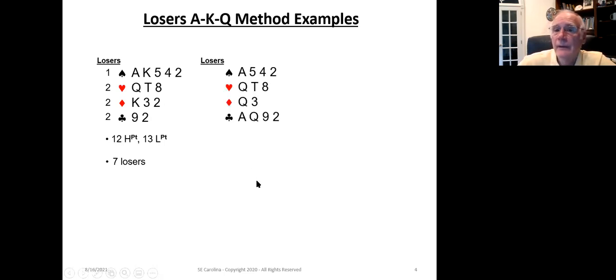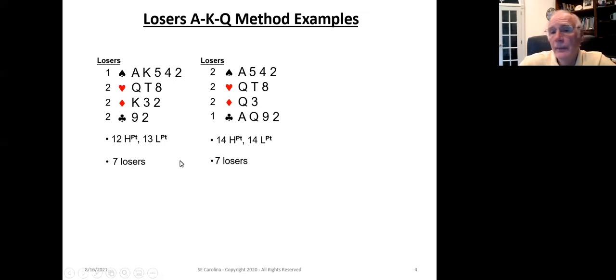Let's look at another example. We have 14 high card points and 14 total points. These are about the same. This hand should be a little bit stronger, right? Well, in this hand, we have 2 spade losers. We have 2 heart losers. We have 2 diamond losers. And we have 1 club loser. We've got the ace queen. So we've got a total of 7 losers.